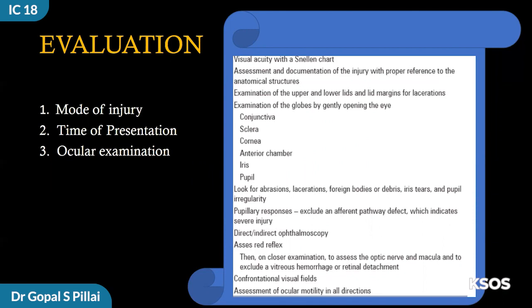Upper and lower lids, you may have to evert, double evert, to look for foreign bodies. And we need to look at the conjunctiva, sclera, cornea, anterior chamber, iris, pupil. If the patient is under general anesthesia, try to use a handheld slit lamp. Always look for abrasions, lacerations, foreign body or debris, pupillary responses, indirect ophthalmoscopy, and if possible, during the anesthesia itself, get an ultrasound done. Assessing the red reflex in the child is easy, as is assessment of ocular motility. With a dilated pupil, you can generally go in for a look into the retina.